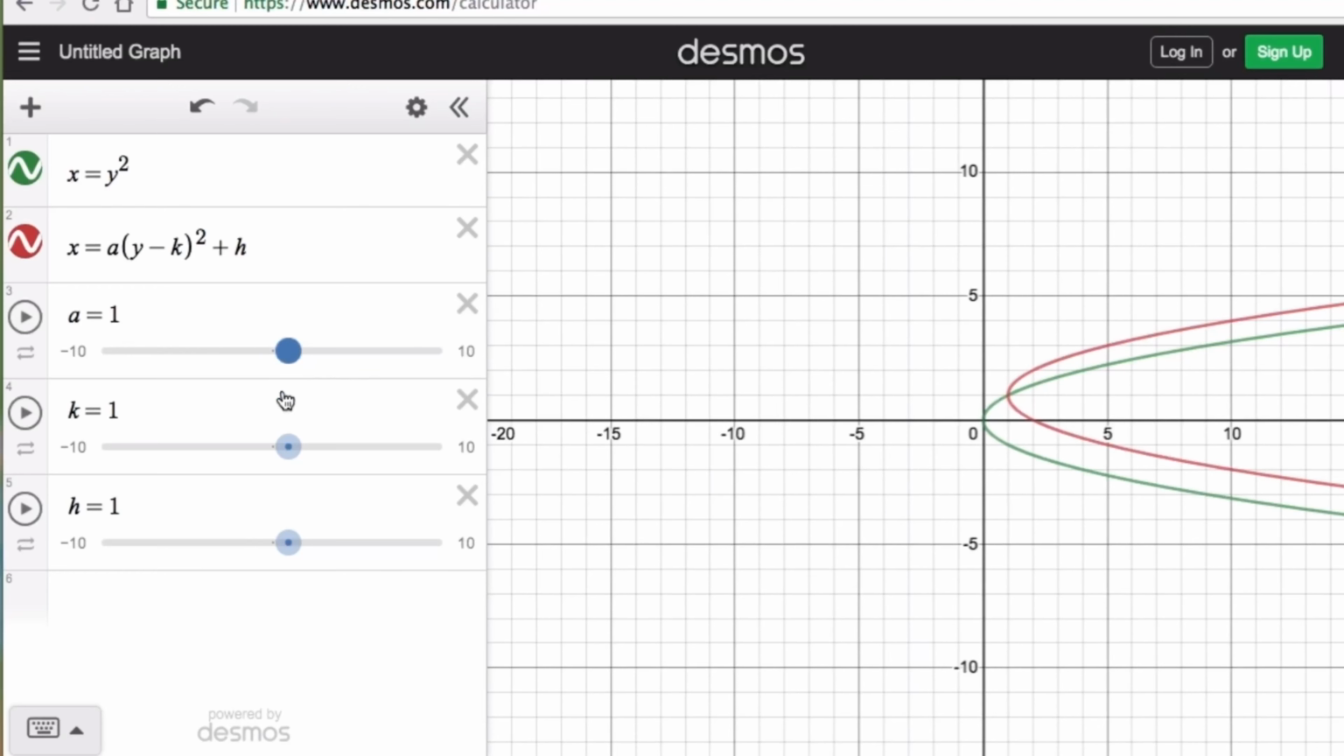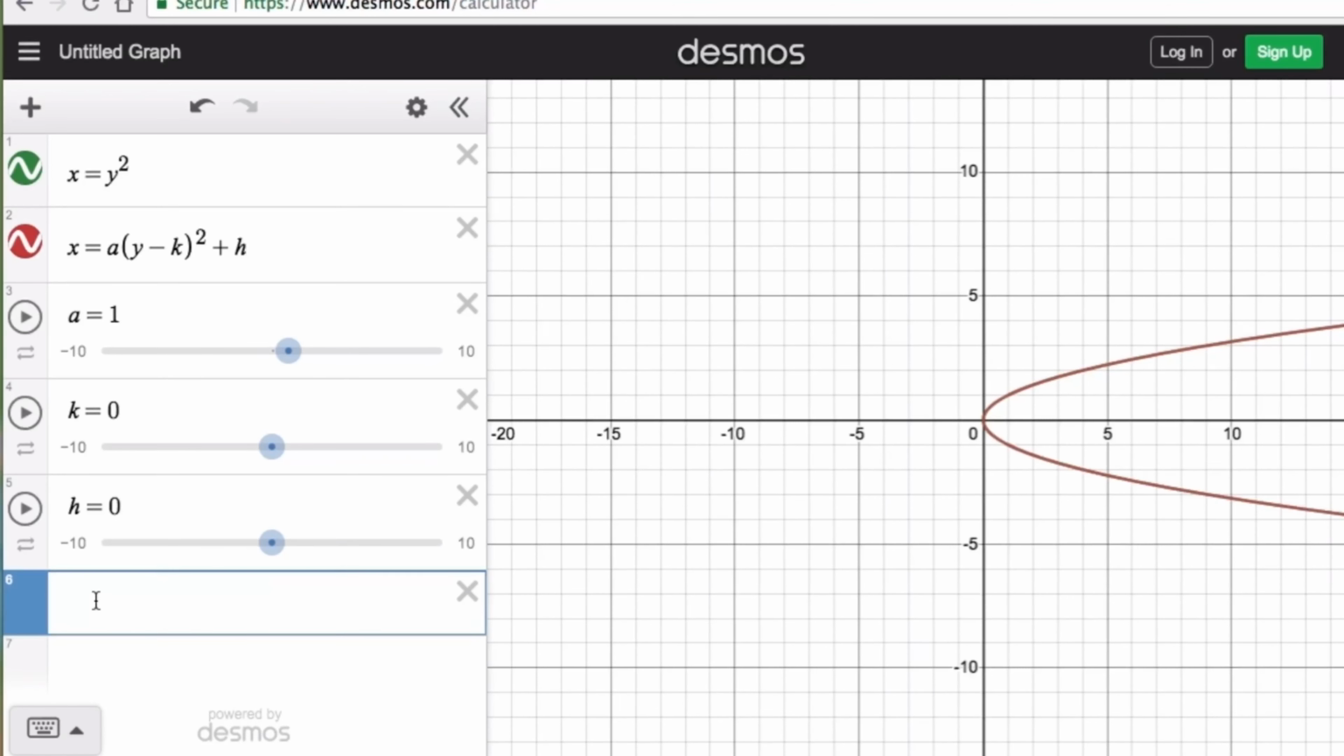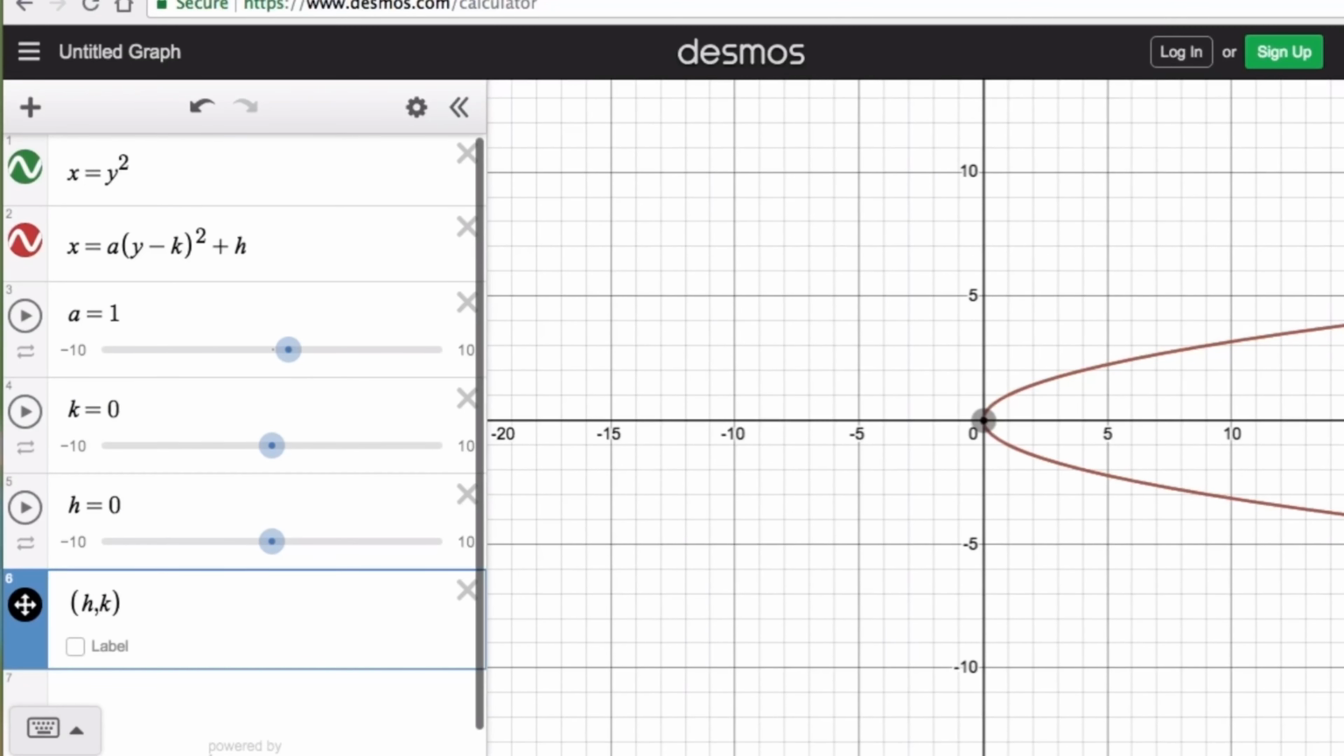Now if we change this k to 0 and this h to 0, both this red and green graph would match up. This means that our parent graph of a horizontal or sleeping parabola has an a of 1, a k of 0, and an h of 0. Please remember that this h and k are actually the locator point, or the vertex, of the sleeping parabola. So that's the vertex right there.